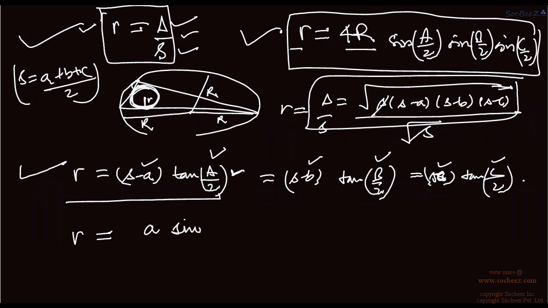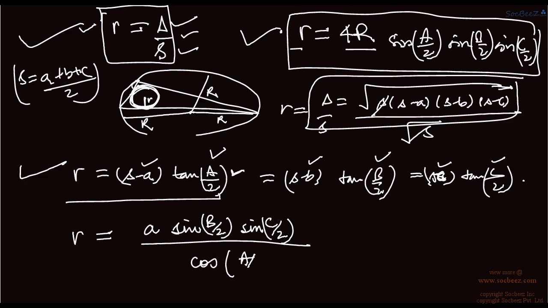So it is a sin B by 2 sin C by 2 upon cos A by 2. This is the formula. If you are using A, then you will use sin of B and C and upon cos of A, and so on. I'm just writing 'and so on' because this is not an important formula, but you can remember this.